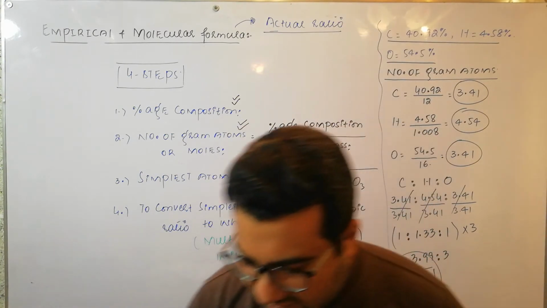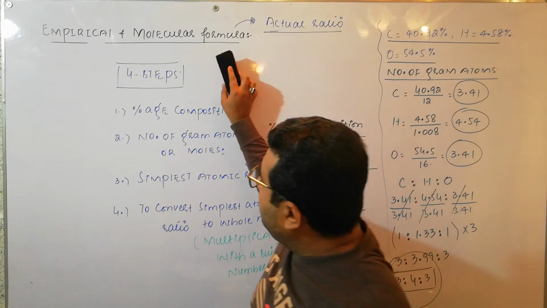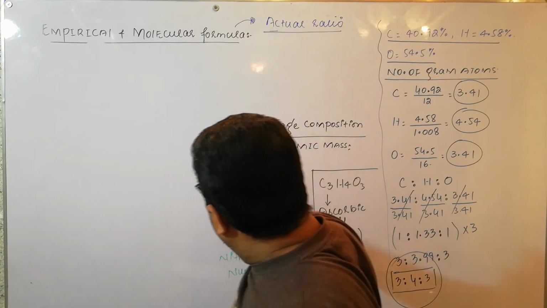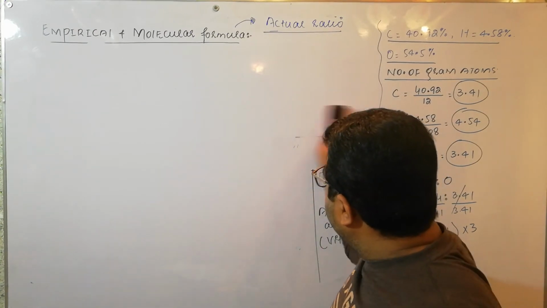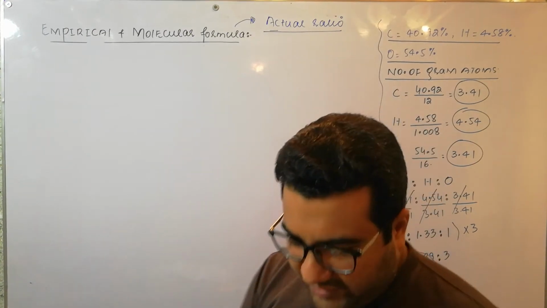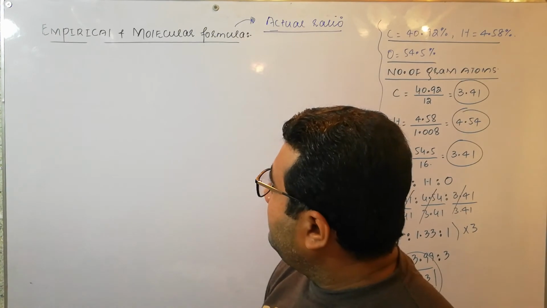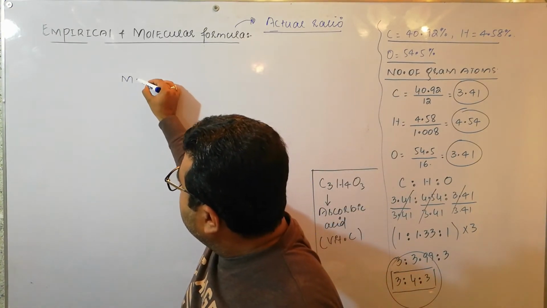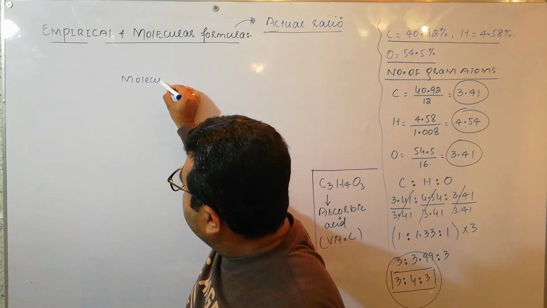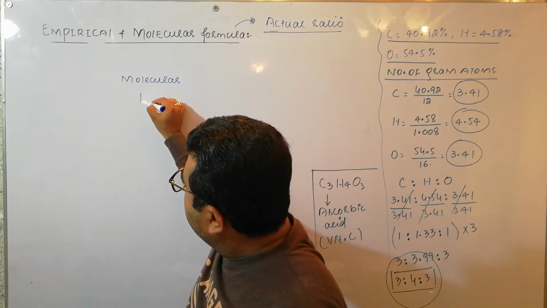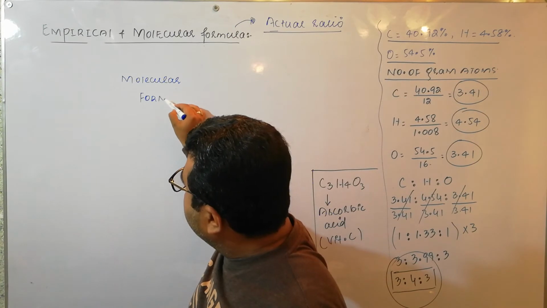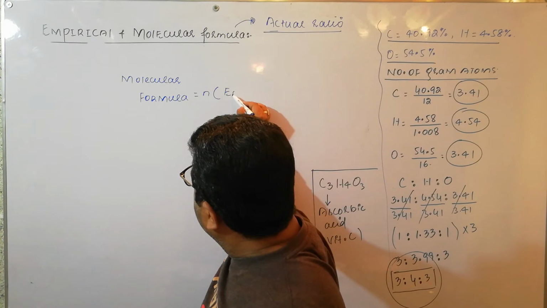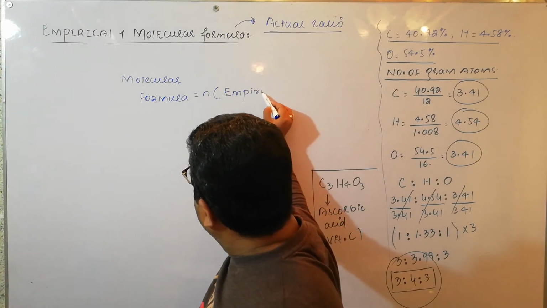Now let's move towards our next step, that is how to calculate the molecular formula. First of all, we must have an idea of what the relationship is between molecular formula and empirical formula. So molecular formula is equal to N times the empirical formula.